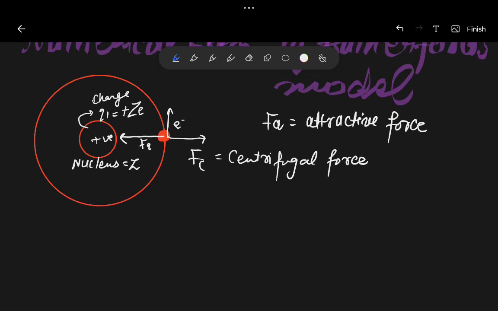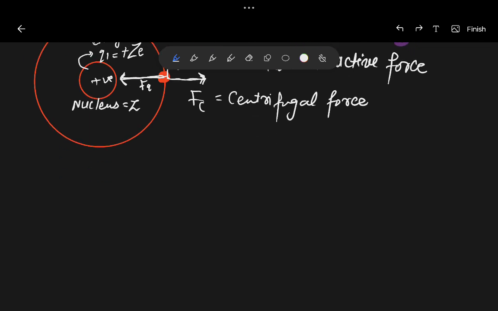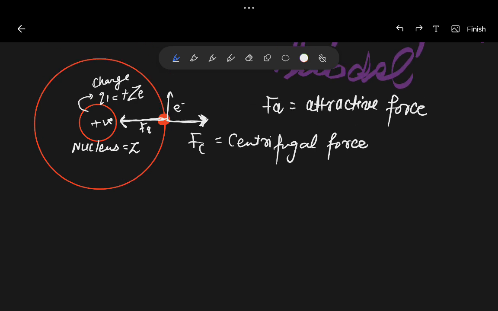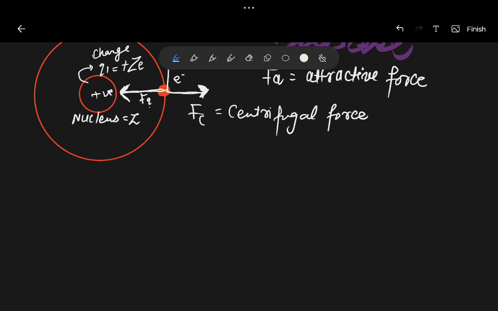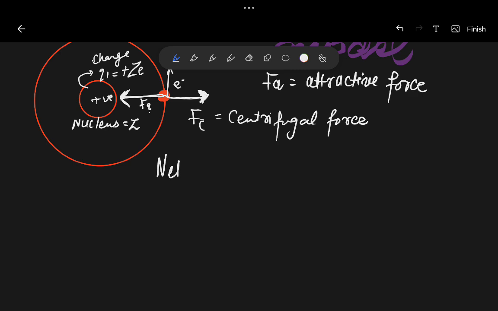Now the problem is that if the attractive force is greater than the centrifugal force, then the electron will move inward, and if the centrifugal force is more, then the electron will not be able to revolve in this orbital path. So to make the net force zero, we have to show that this force is equal to this force. This can only be possible when Fc is equal to Fa. So the net force is zero, which means it will be in equilibrium.